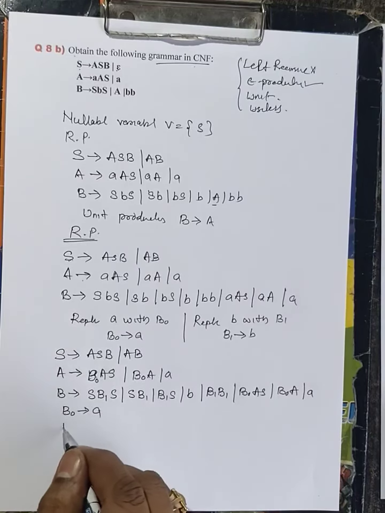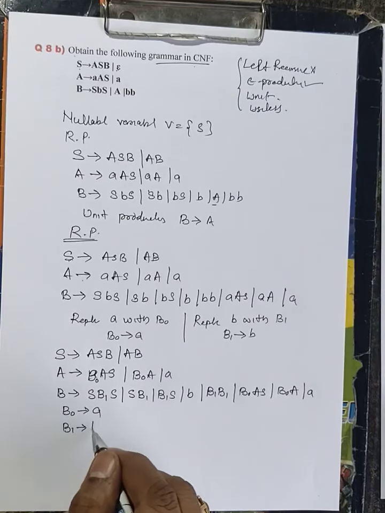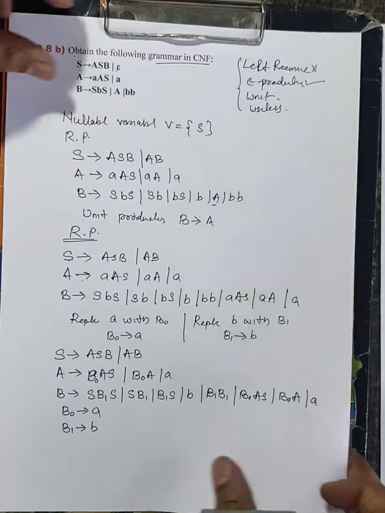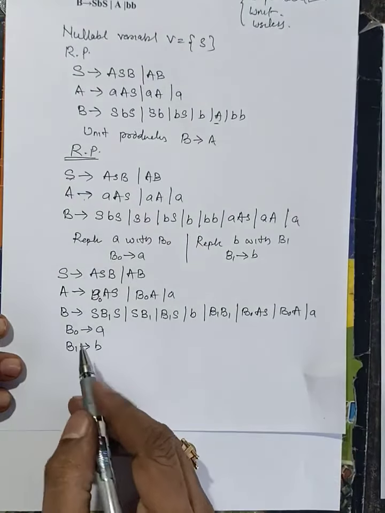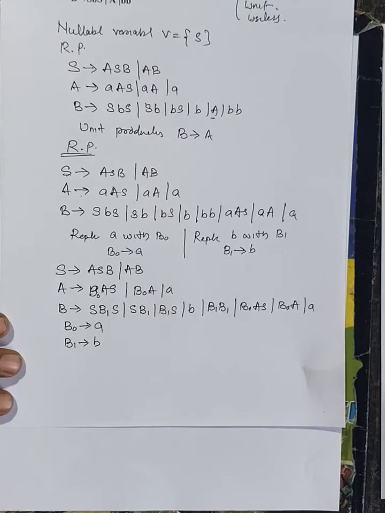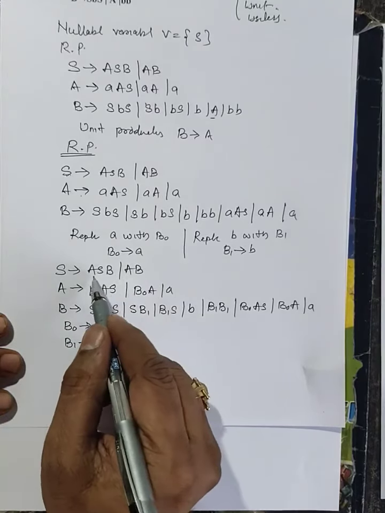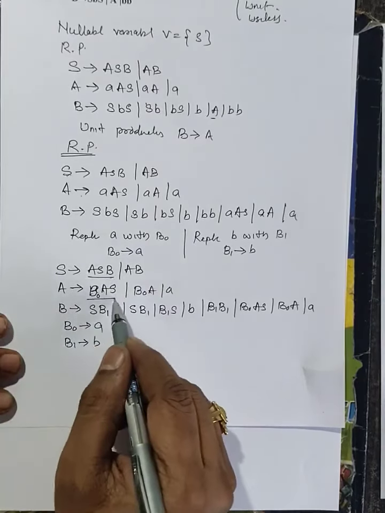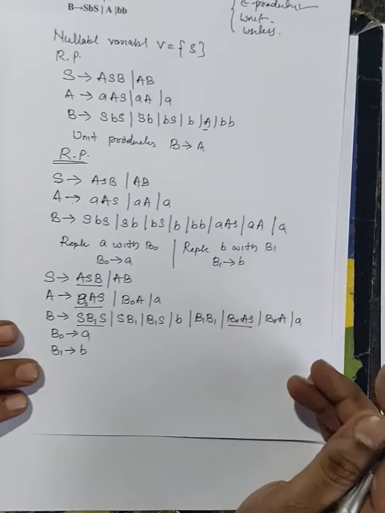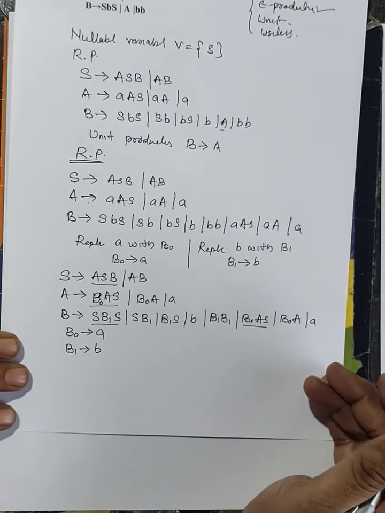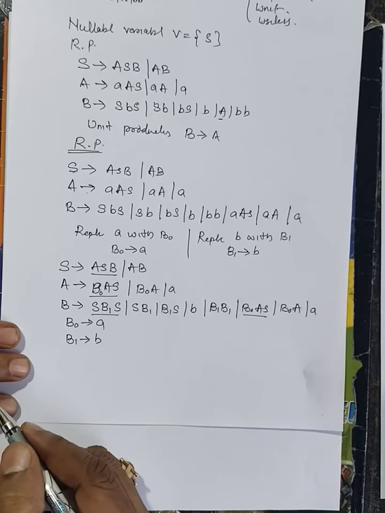B0 produce A, B1 produce B. Next, within this, again convert into CNF. This is non-CNF: 1, 2, then 3, 4. These 4 productions are non-CNF. Remaining all are in CNF.